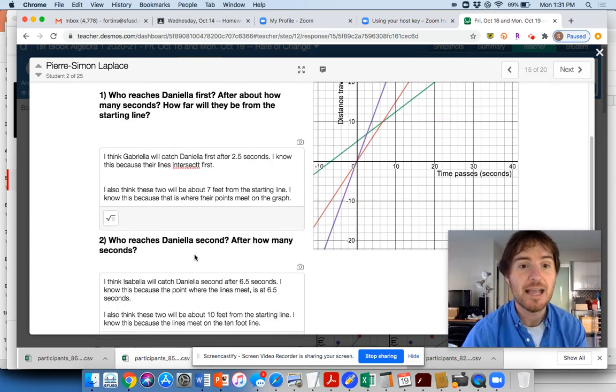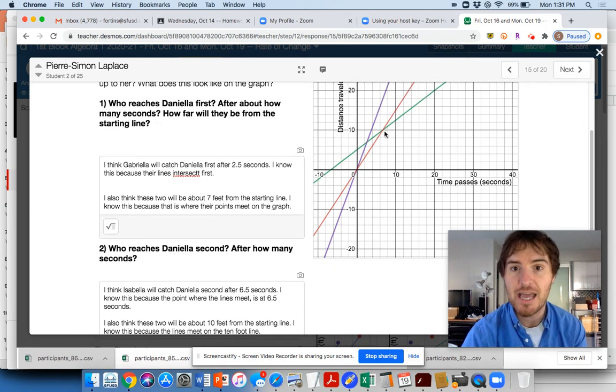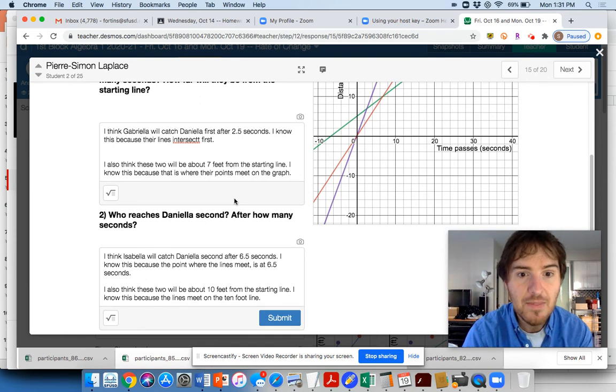Who reaches Daniela second? Okay, I think they said that. Isabella, I think this is the one about 6.5 seconds. Yeah, I'd agree with that. This is 7 seconds right here, so a bit less than 7, so about 6.5 seconds. Remember, seconds is your independent variable, your x variable. And then, because the graph meets. Okay, they said after how many seconds? Up at the 10-foot line.